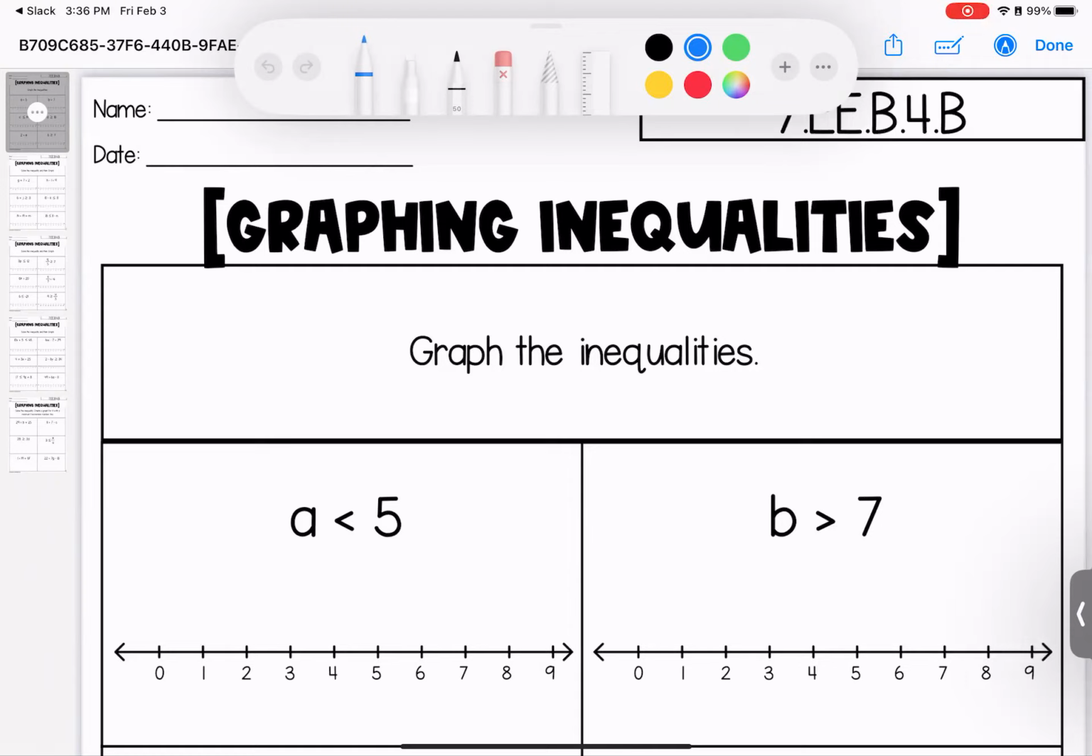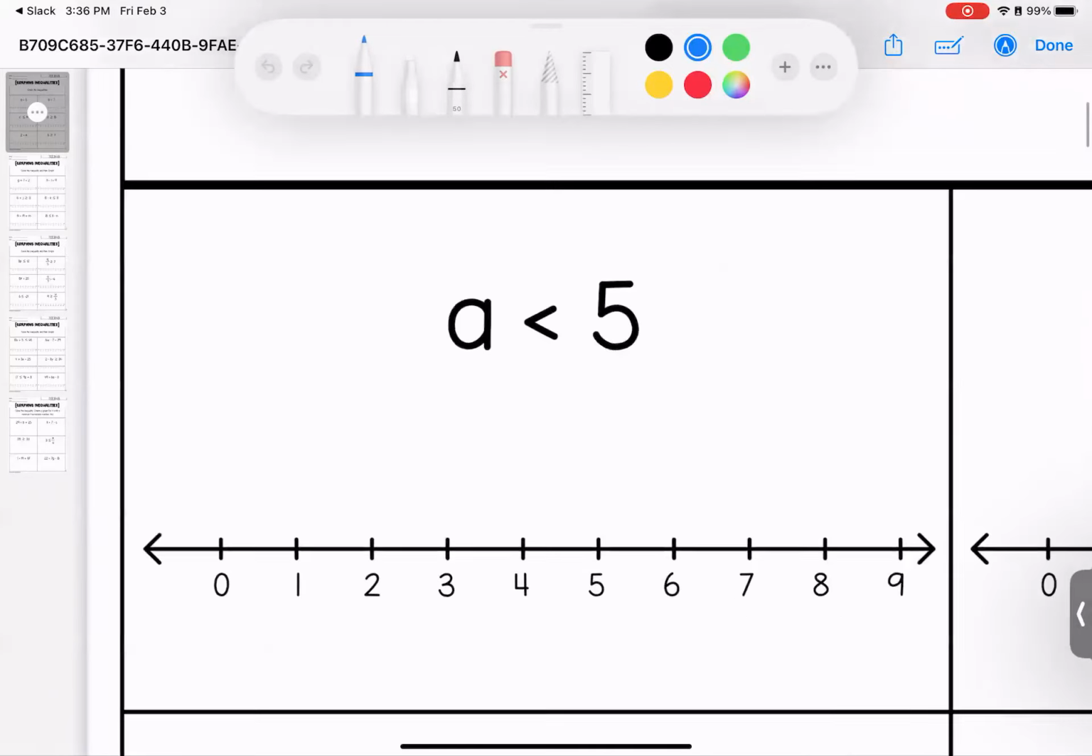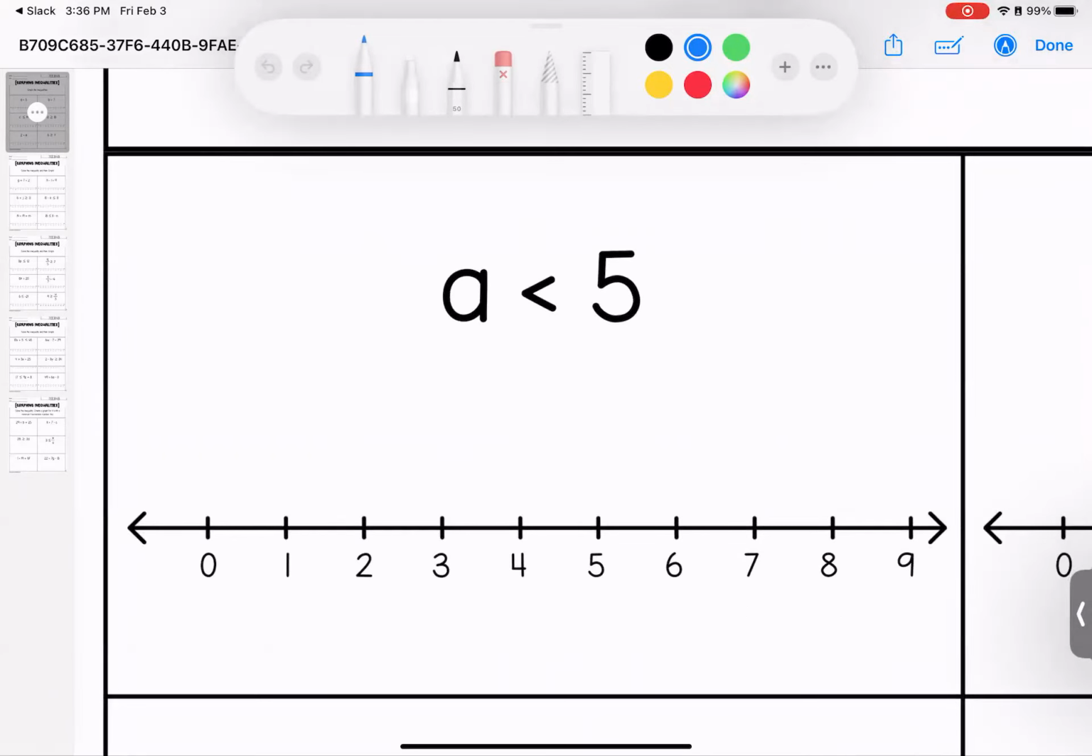Mathletes, welcome to this week's homework, which is graphing inequalities. If you were with me last year in sixth grade, we touched on inequalities. If this is your first year, that is a-okay. We are going to dive in. Don't forget your printable if it is difficult for you to remember the difference.